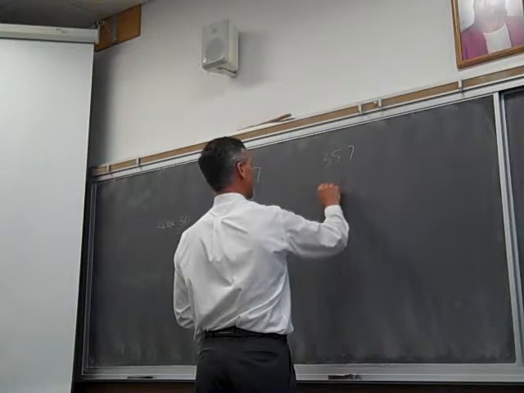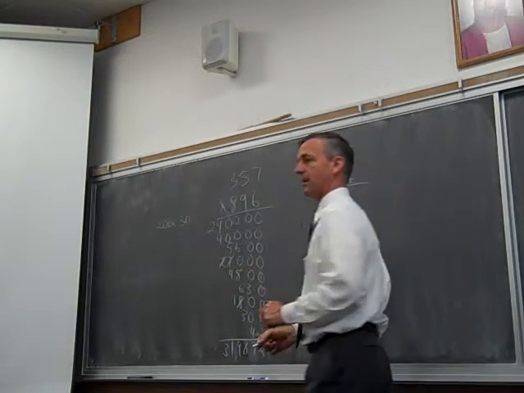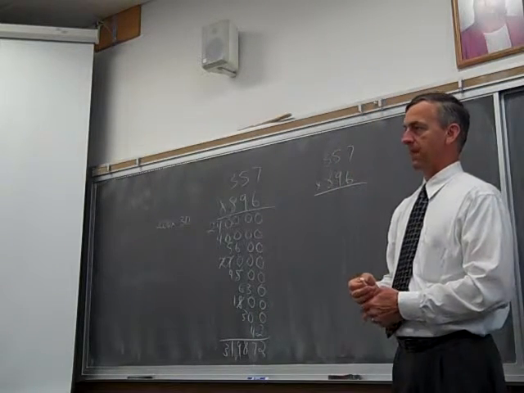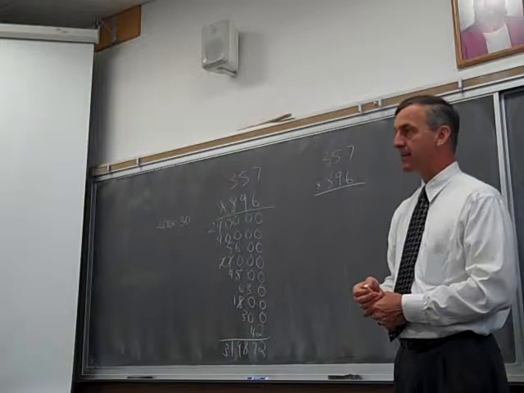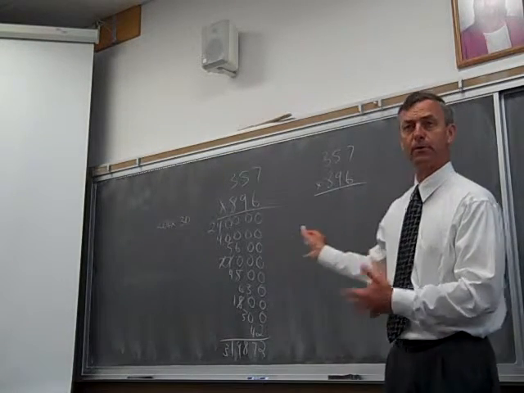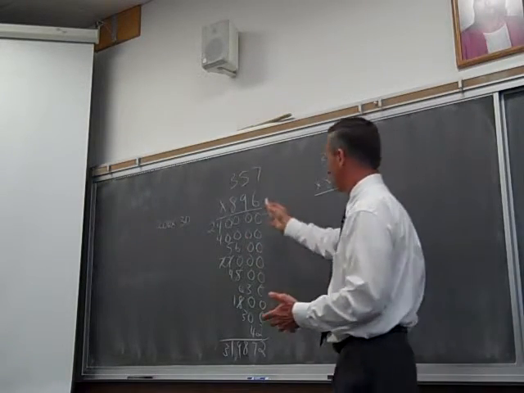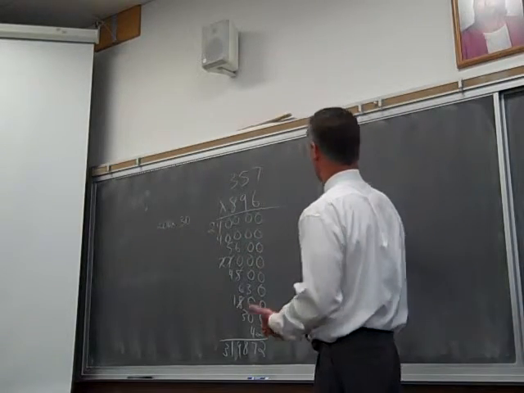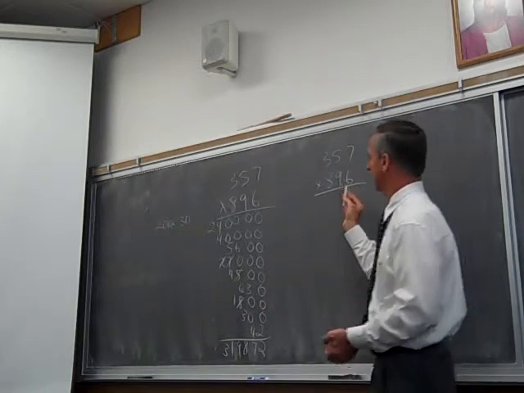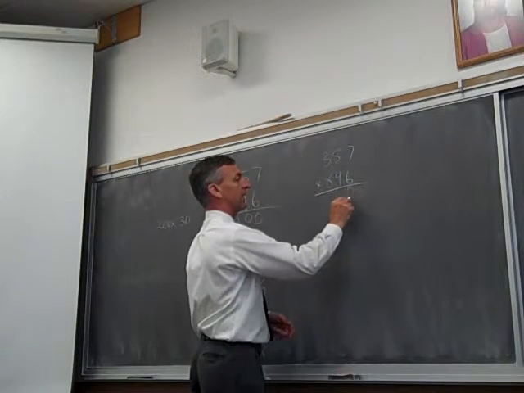What are the advantages of the standard algorithm? Compact, efficient, but no understanding about why we're doing what we're doing unless you have done all this preparatory work with the concrete materials and then move to the instructional. So with this, I have to start on the right, correct? So 6 times 7 is 42.